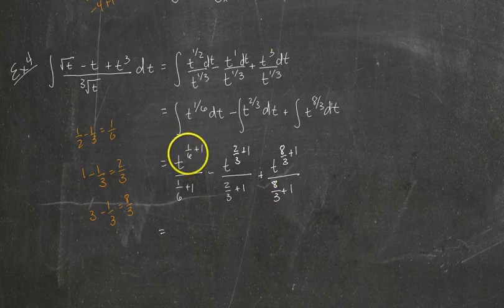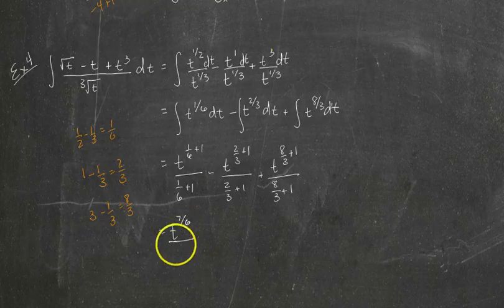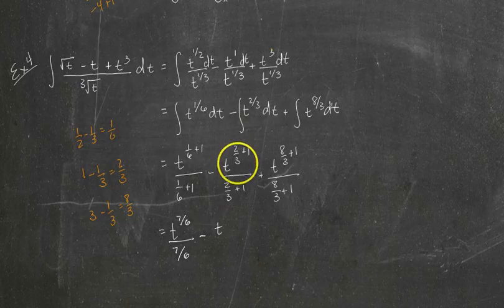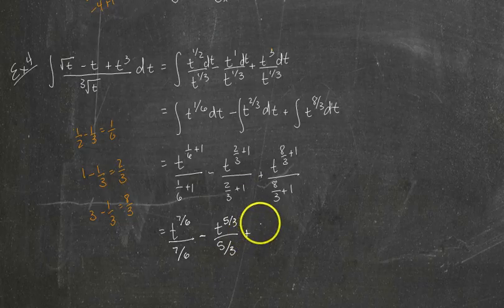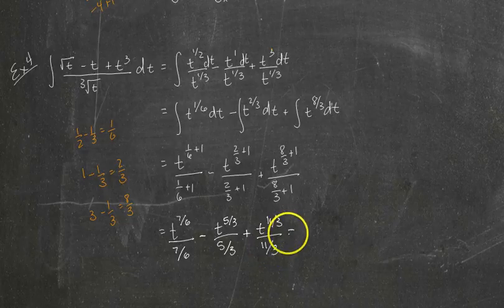So that is t to the 1/6 plus 1, which is 7/6, all over 7/6, since I've already done the arithmetic. Minus t to the 2 plus 3 is 5/3, all over 5/3. Plus t to the 8/3 plus 1 is 8 plus 3, 11/3, all over 11/3. And now let's finish it all up by getting rid of these fractions in the denominator.